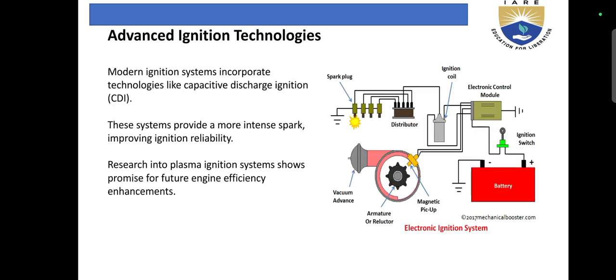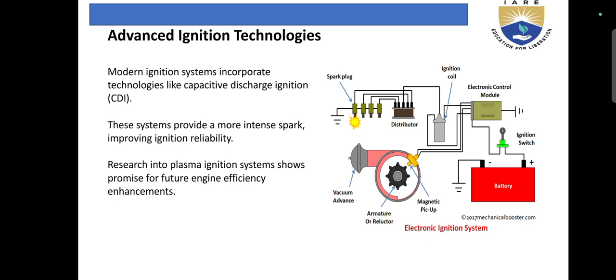Advanced ignition technology. Modern ignition systems incorporate technologies like capillary discharge ignition. This system provides a more intense spark and improves ignition reliability. Research into plasma ignition systems shows promise for future engine efficiency.